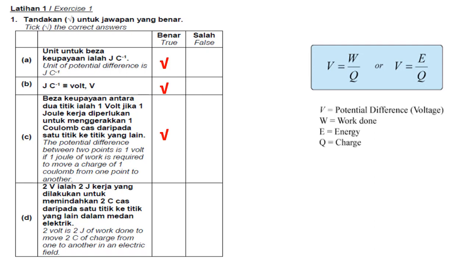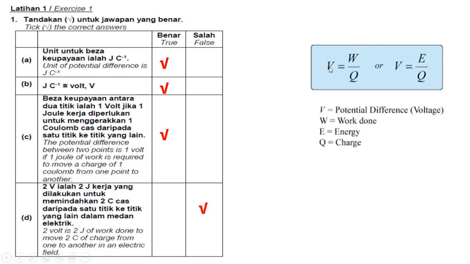Last question. 2 volt is 2 joule of work done to move 2 coulomb of charge from one point to another in an electric field. Right or wrong? False. How to correct it? 2 volt is 2 joule of work done to move 1 coulomb of charge from one point to another. In order to move 1 coulomb of charge, we need 2 joules of energy.